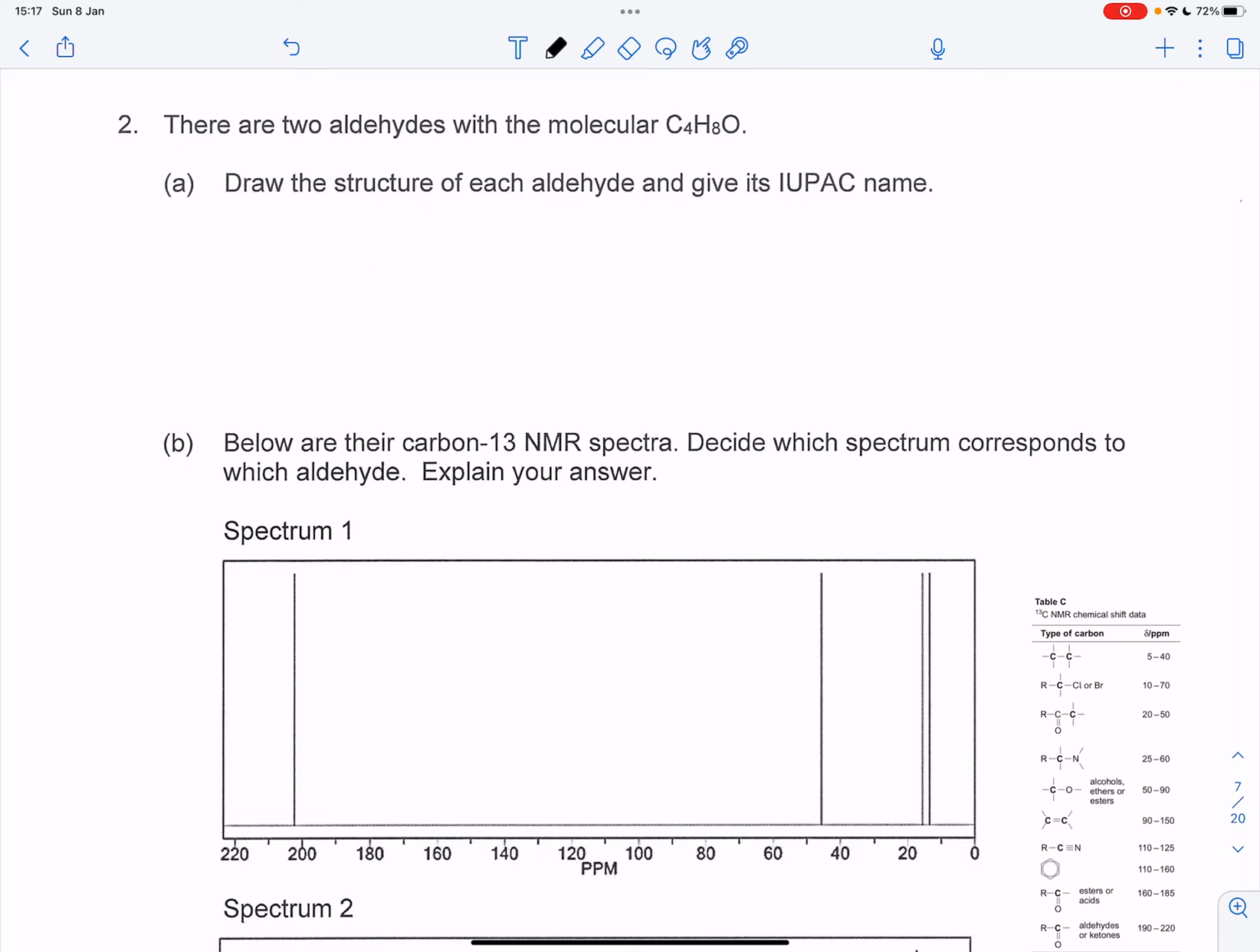In this question, we're asked about two aldehydes. Remember that aldehydes are compounds with this group, the carbonyl C double bond O and a hydrogen at the end of the chain, that have the molecular formula C4H8O. We need to draw those two structures and give their names.